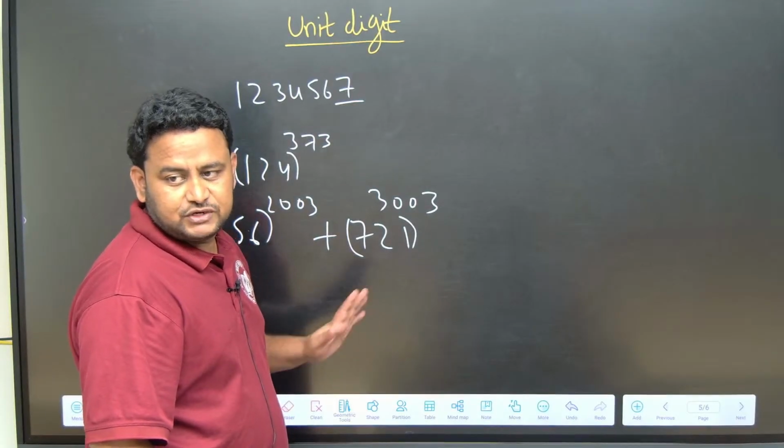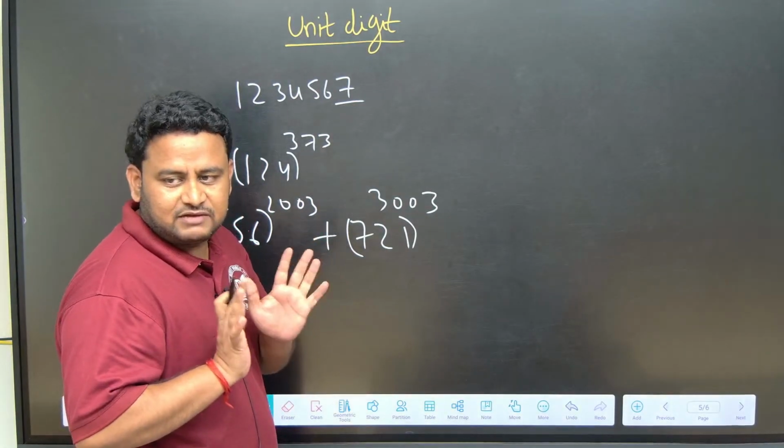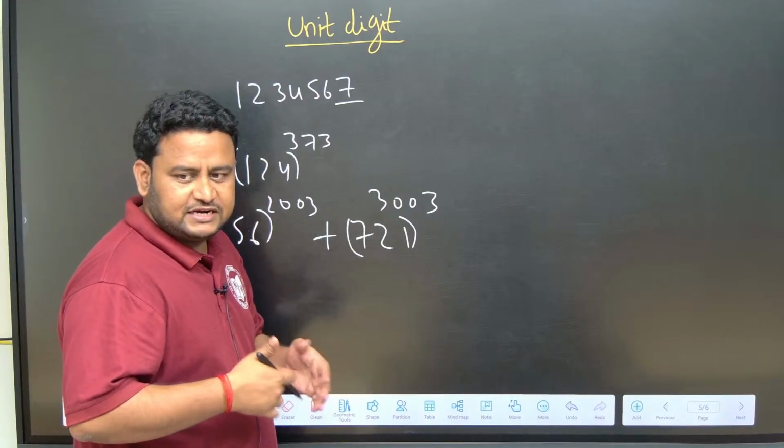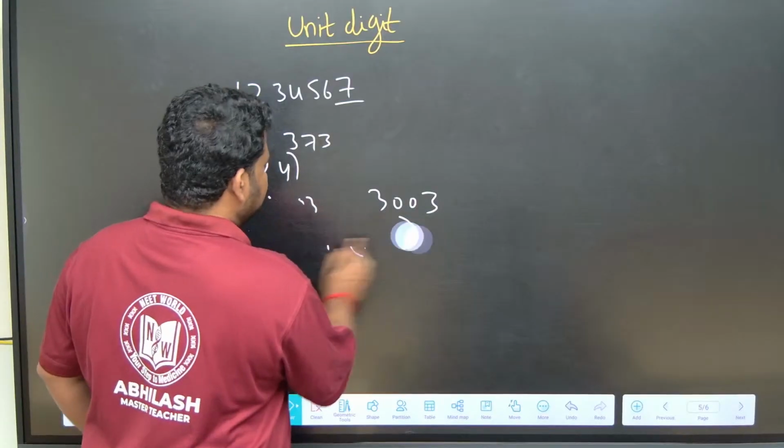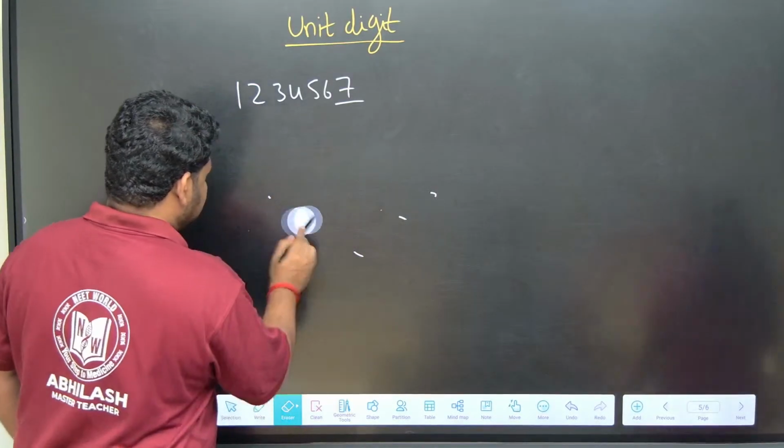How to find this? We don't know. For that, we have certain methods. Otherwise it will be very hard to solve, or you may find you are not able to solve it at all. So how to solve such questions? Let us see.